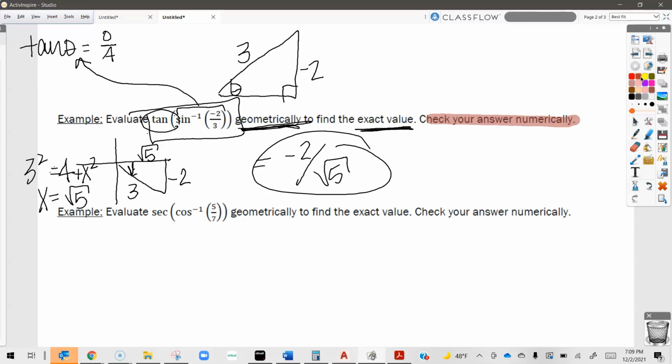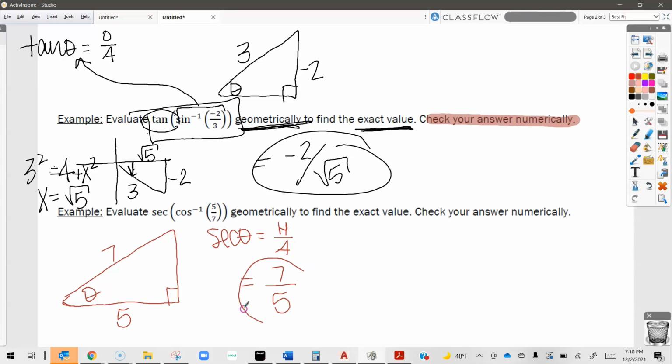Okay, so next example, we want to evaluate the secant of the cosine inverse of 5/7. So I'm going to go through and draw a picture, but then I'm going to show you a shortcut of how you could find the answer here. Cosine inverse is explaining an angle to me, and at this angle, cosine's ratio is 5/7. So that's adjacent over hypotenuse. Well, secant is the reciprocal of cosine, so hypotenuse over adjacent. That means 7/5. So the shortcut, if you recognize that secant and cosine are reciprocals right away, you could take this ratio and flip it immediately.